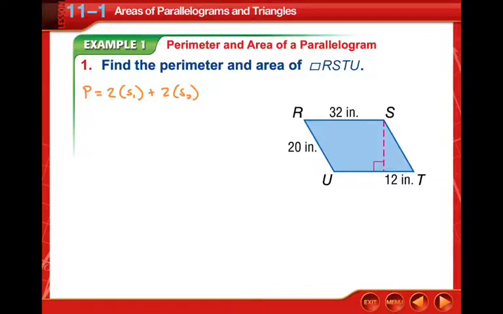You got two sides that are congruent on opposite sides, right? So the 20 is also over there for ST, and the 32 is also on the bottom here. So now that we know that, we can just plug those numbers in. 2 times 32 and 2 times 20. Doesn't really matter which one's which. 2 times 32 is 64. And 2 times 20 is 40. And you add those up, and our perimeter is 104.